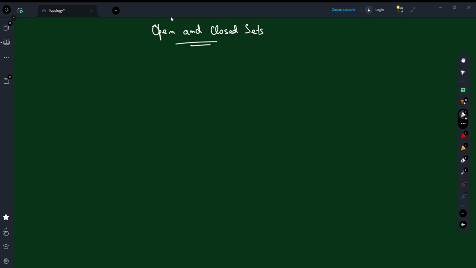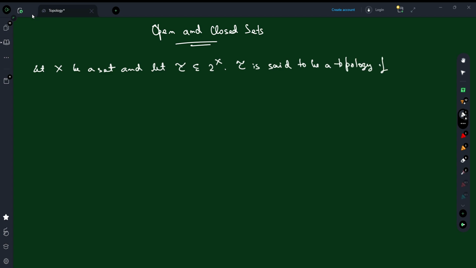what the definition of a topological space is, precisely: let X be a set, and let us denote a collection of subsets of X as tau, so it's a subset of the power set of X. And tau is said to be a topology if the following conditions hold. Condition number one is that the empty set and the whole set X are both in tau.